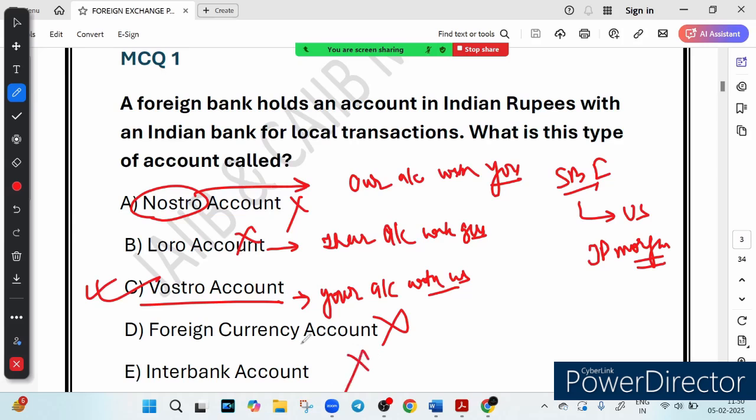Option C. So what we have learnt in this question is that a Vostro account means your account with us, a foreign bank's account with an Indian bank in India, maintained in Indian rupees, INR. Then we talked about a Nostro account, which is our account with you, an Indian bank's account with a foreign bank in foreign currency. Then we talked about a Loro account, which means their account with you. It is used by a third party to refer to another bank's Nostro account. And finally, we talked about the foreign currency account, which is used by individuals or companies for holding foreign currency. And the interbank account, we know it very well. So I hope this makes your concept clear.